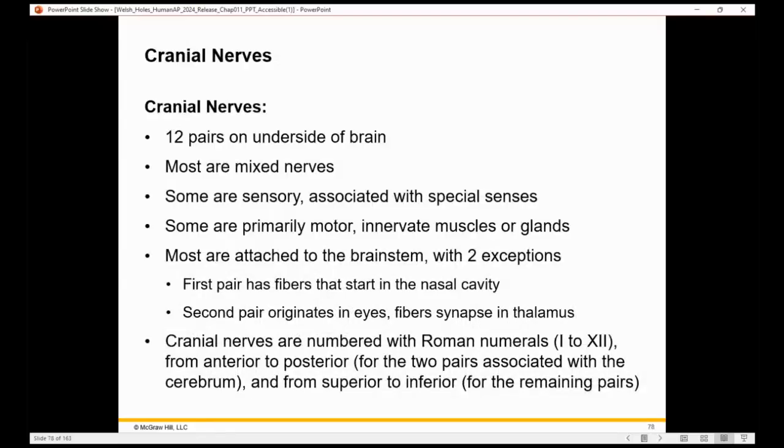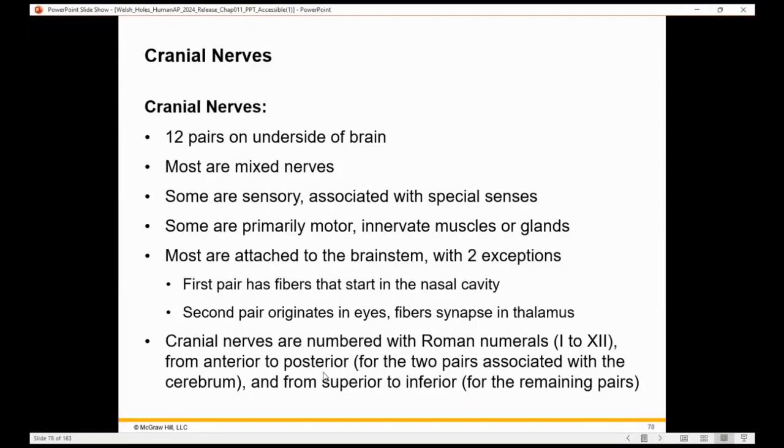There are 12 pairs on the underside of the brain, and most of these are mixed nerves. Some are sensory, associated with special senses. Some are primarily motor, and they innervate muscles or glands. And most are attached to the brainstem with two exceptions. The first pair has fibers that start in the nasal cavity. The second pair originates in the eyes. These are fibers that synapse in the thalamus.